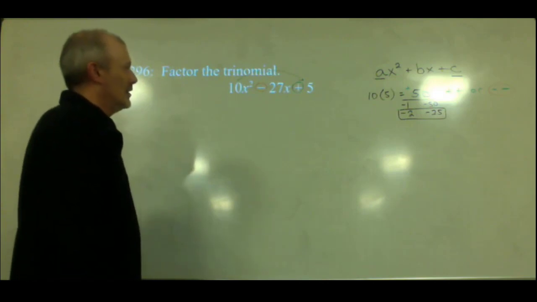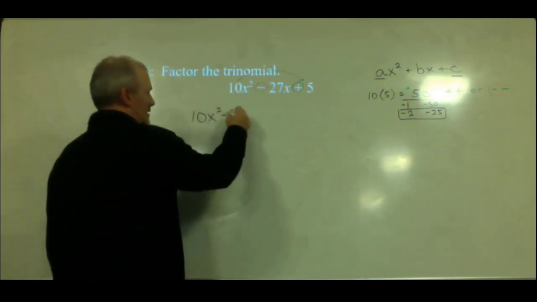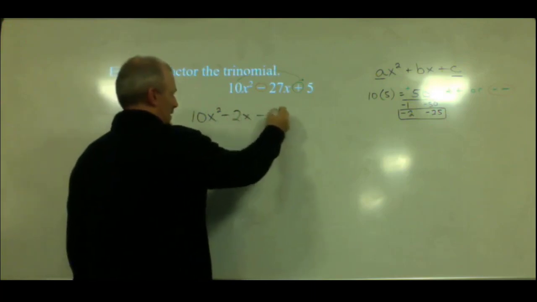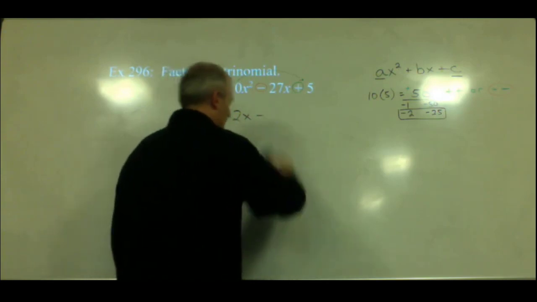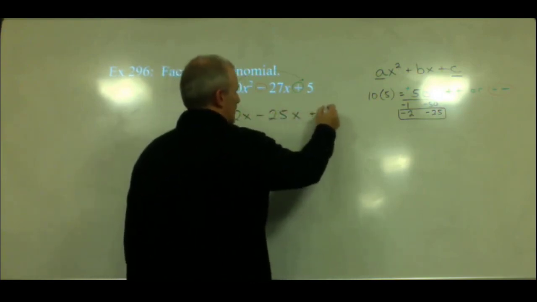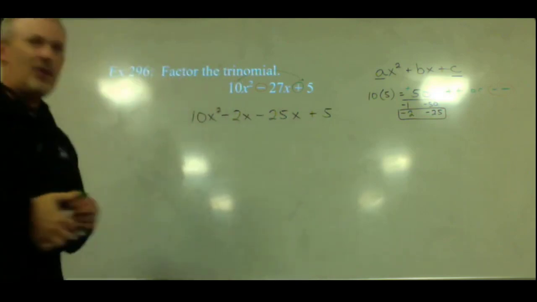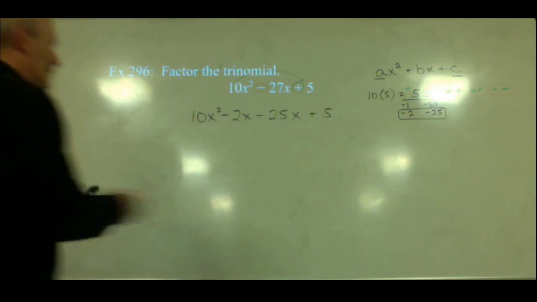Okay. So remember, we're just going to rewrite this. 10x squared minus 2x minus 25x plus 5. And now again, once we have our 4 terms, you can't do this until you have your 4 terms, we factor by grouping.